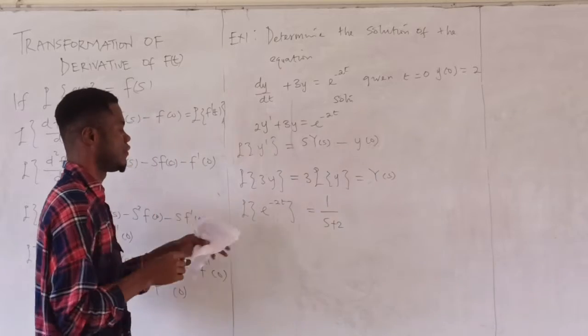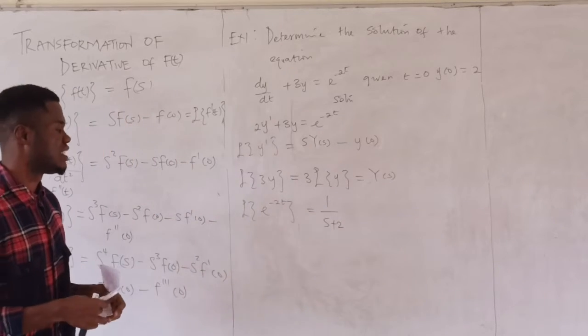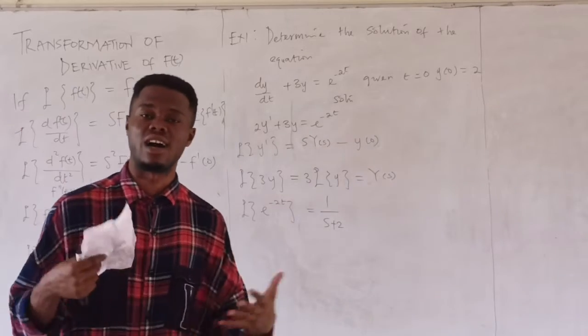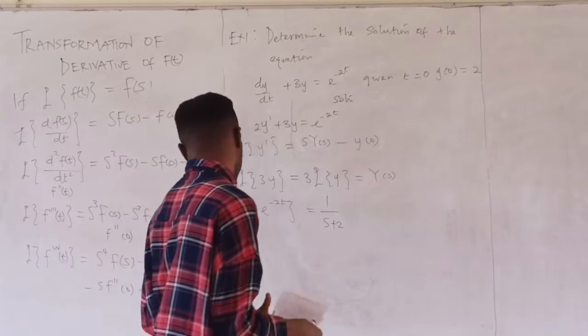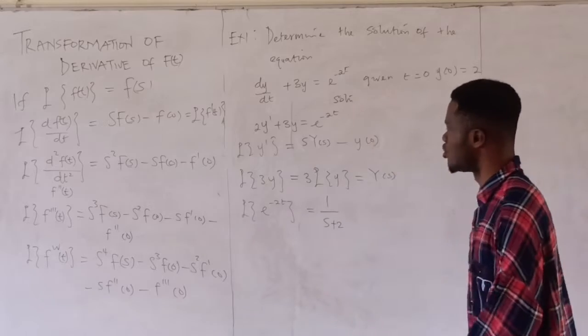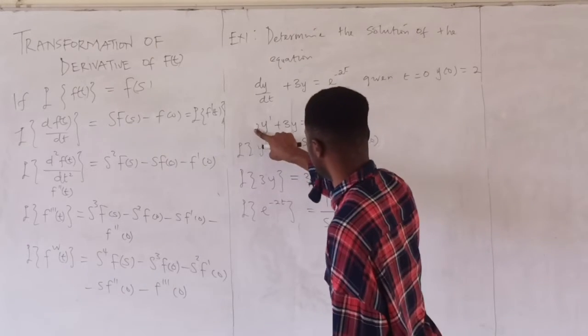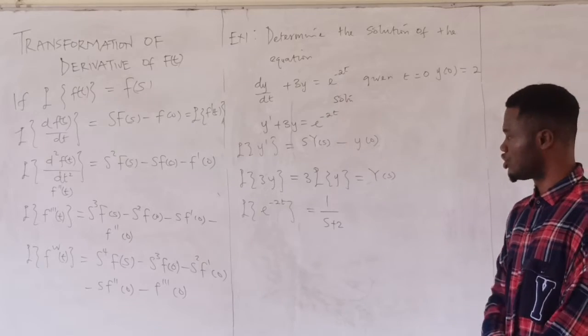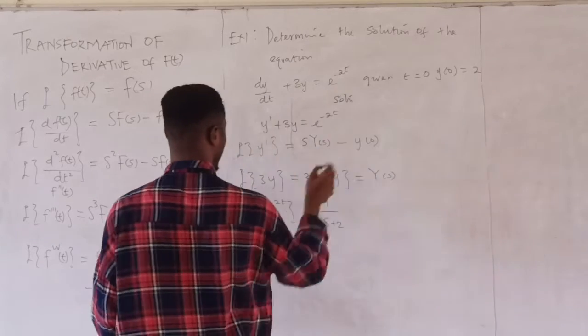Right? If you find the Laplace of exponent of minus 2t, you are going to have 1 over s plus 2 as the answer. Alright, so since we have all these functions, what we have to do now is to put these functions back into the original equation, the Laplace of each of them.